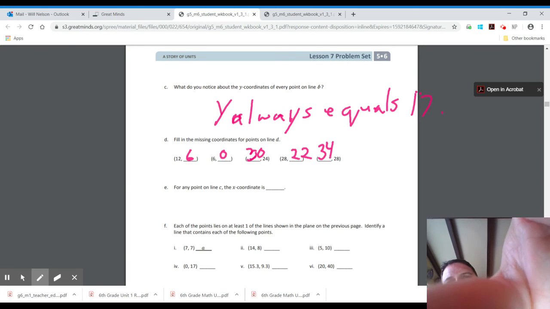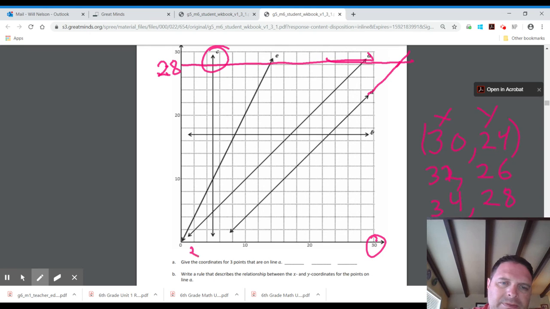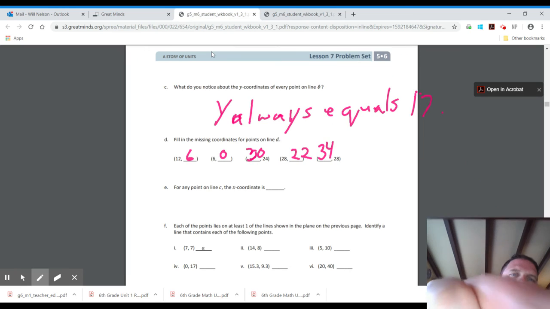So let's look at letter C. Letter C is right here, and you'll notice it has the same x-coordinate right there. And let's look at what it is. Since each one is 2, that's 2, 4. And it's right in the middle of 4 and 6, so that's going to be 5. So x is always going to be 5.